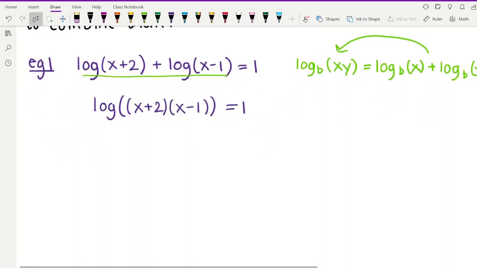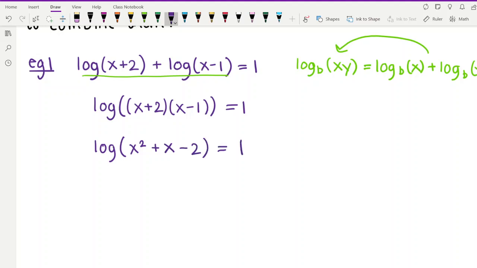Okay, so how do we go from here? Well, now we're in the same kind of situation that we were in the other ones. And we might as well multiply this part out, the x plus 2 times x minus 1. So let's just go ahead and do that so we have it multiplied out. So we have x plus 2 times x minus 1. That's going to give us x squared plus 2x minus x. So that's plus x, and then minus 2.